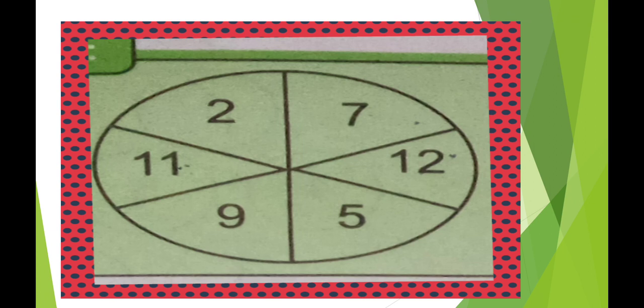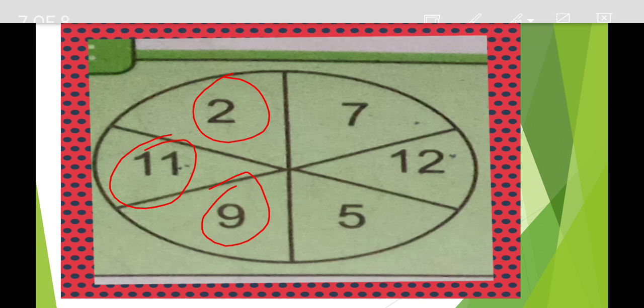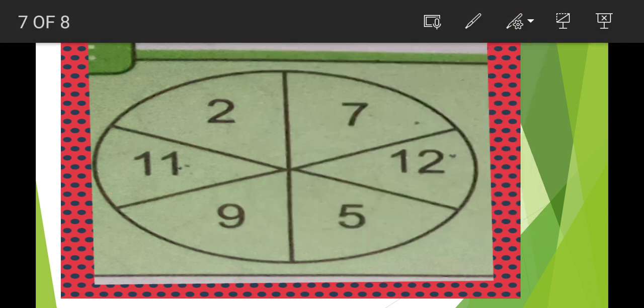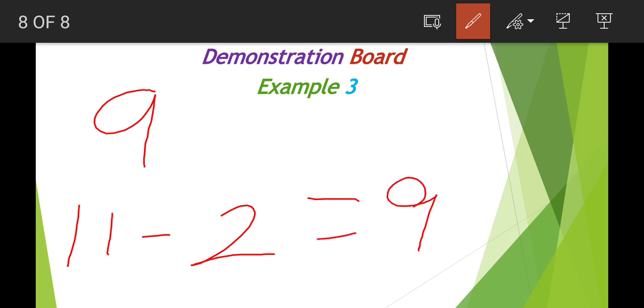Now, assuming 9 was not given, how do we get our 9? We easily say 11 minus 2. 11 minus 2 gives us what? 9. Let's move to our demonstration board. Assuming 9 was not given to us, we simply say 11 minus 2. 11 minus 2 is equal to 9. That's that.